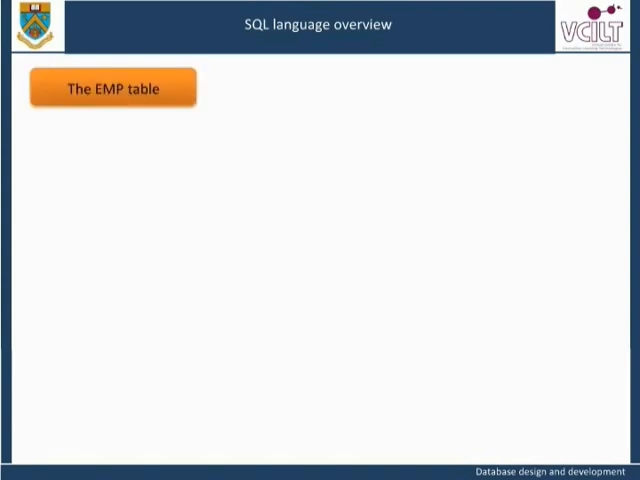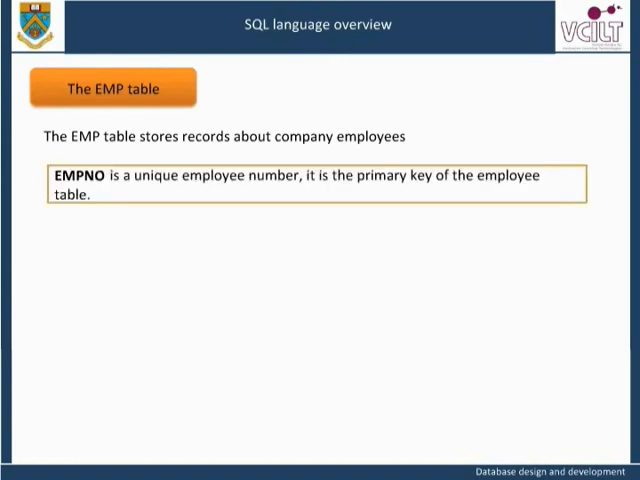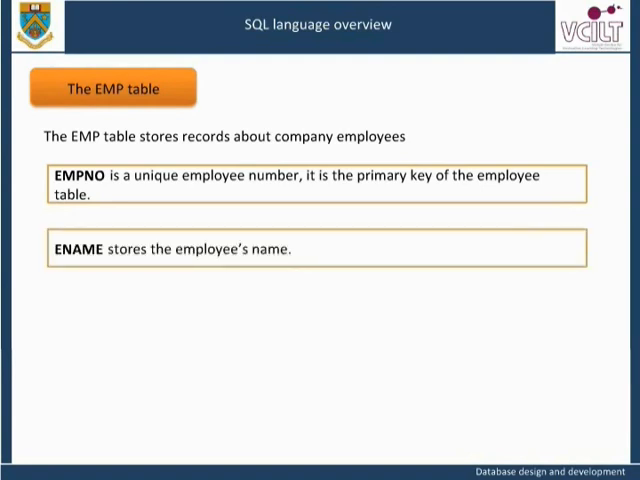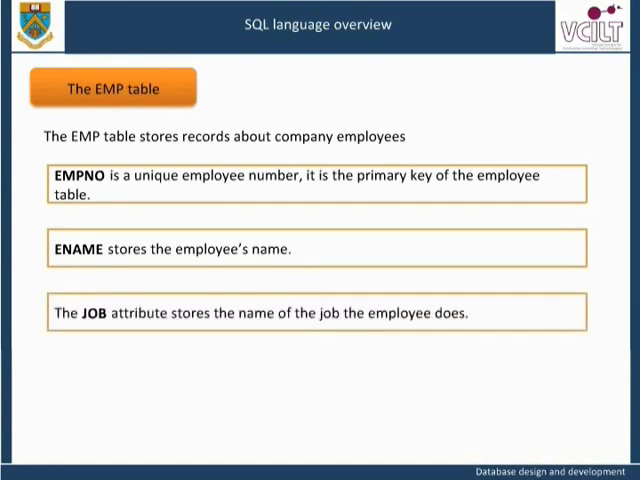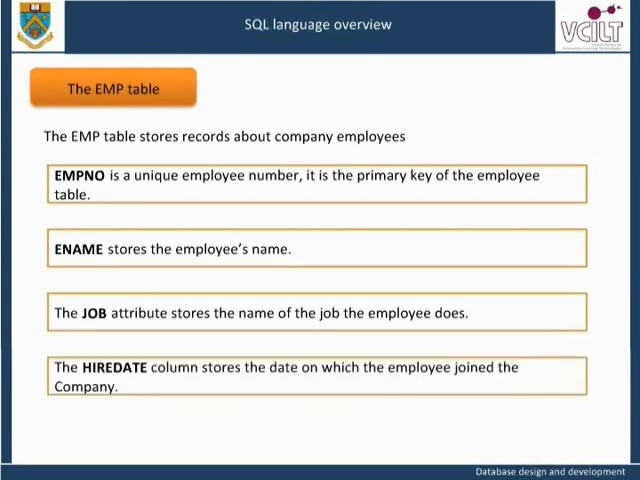The employee table stores records about company employees. This table defines and contains the values for the attributes. Employee number is a unique employee number. It is the primary key of the employee table. Employee name stores the employee's name. The job attribute stores the name of the job the employee does. The hire date column stores the date on which the employee joined the company.